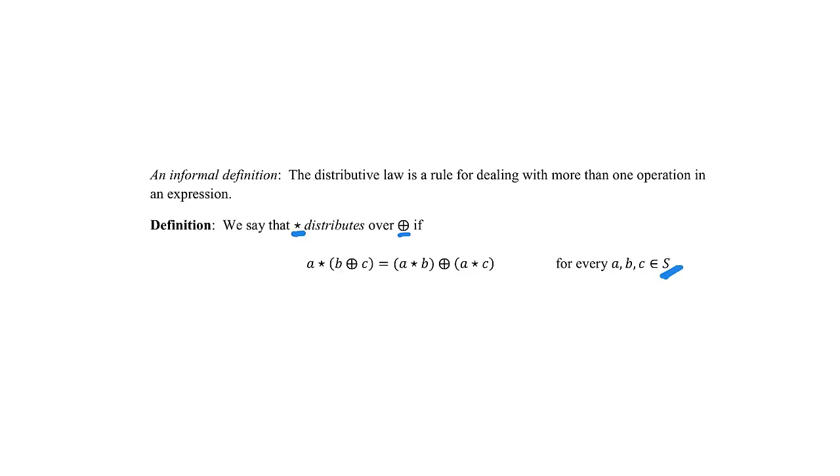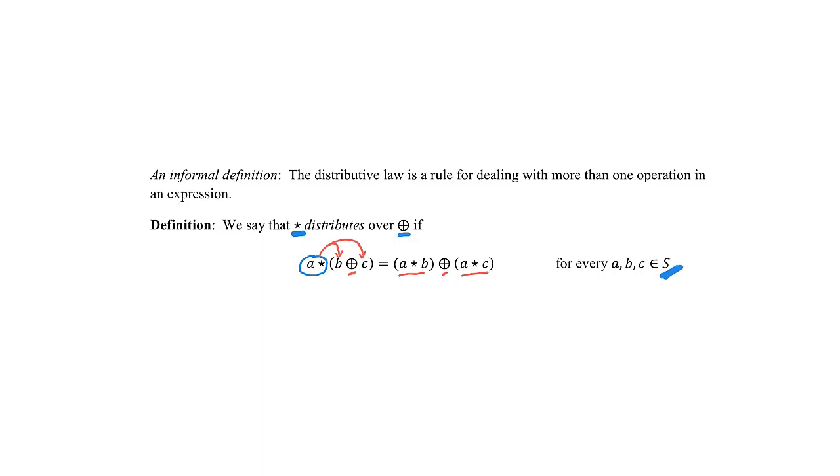So this is probably best described as the action of A star distributing over the B and the C surrounded by the circle plus. So the A star gets distributed to the B and gets distributed to the C. So it's distributing over the operation of circle plus. And the result is the A star B circle plus A star C.